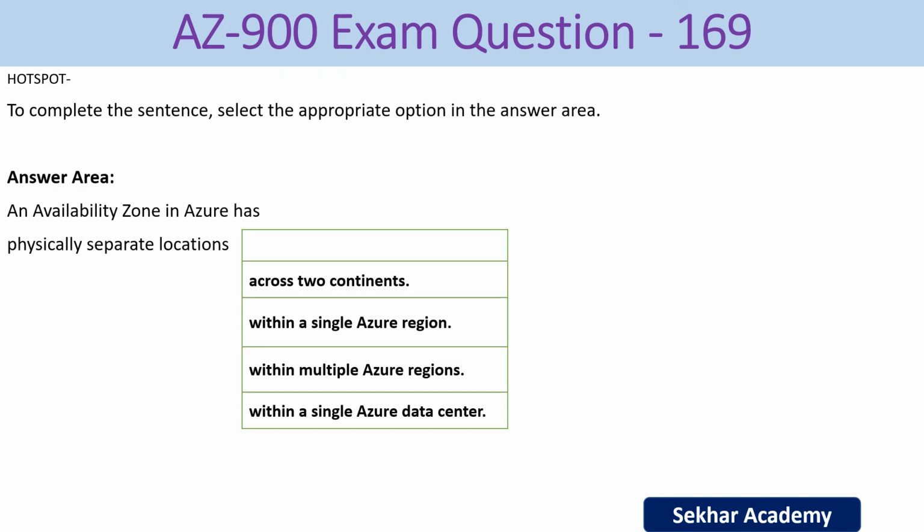AZ-900 exam question number 169. To complete the sentence, select the appropriate option in the answer area. The statement is: an availability zone in Azure has physically separate locations. Options we have: across two continents, within a single Azure region, within multiple Azure regions, within a single Azure data center. The right answer is within a single Azure region. So an availability zone is a physically separate location within a single Azure region.